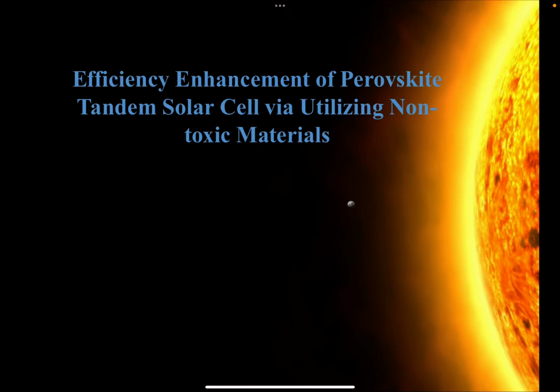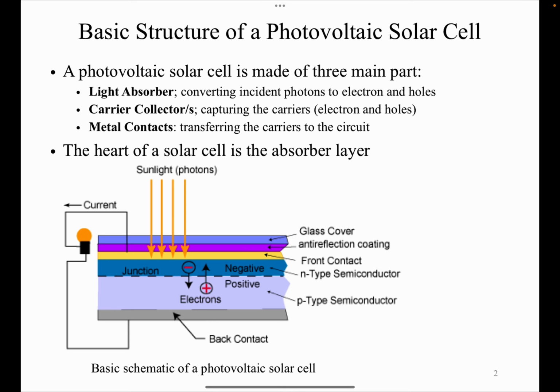to discuss the efficiency enhancement of perovskite tandem solar cell. We are utilizing non-toxic materials. Basic structure of a photovoltaic solar cell. A photovoltaic solar cell is made up of three main parts: light absorber, carrier collector, metal contacts.